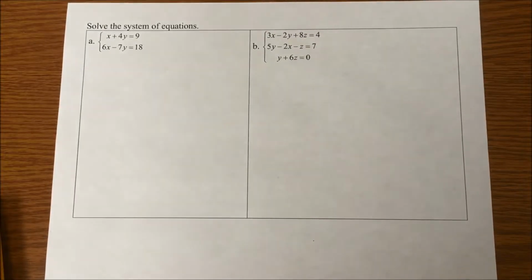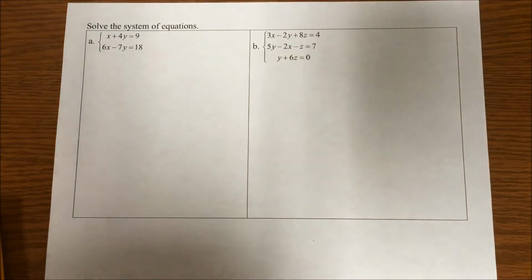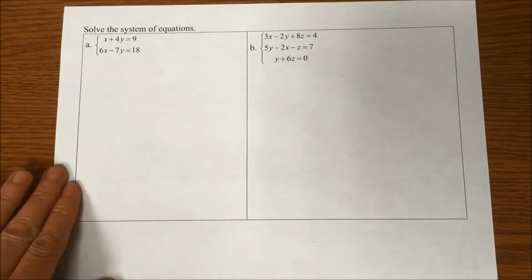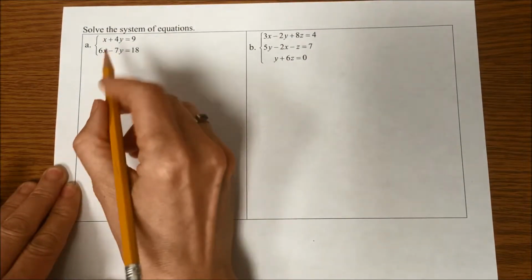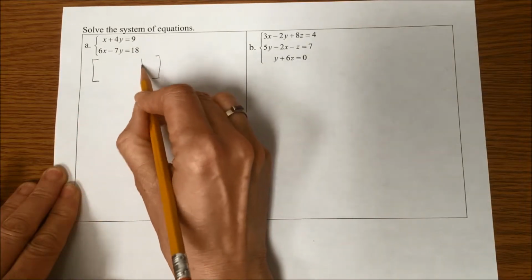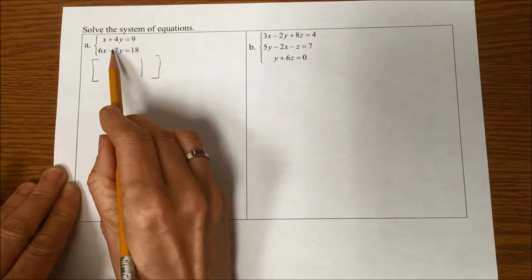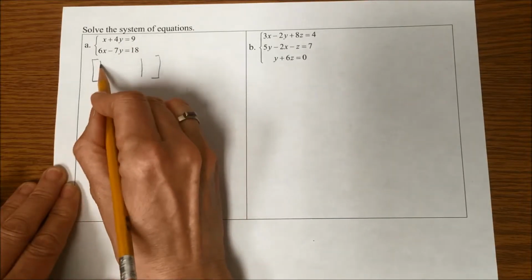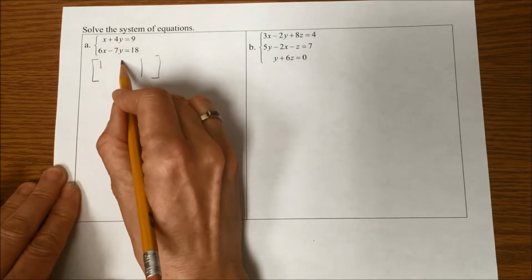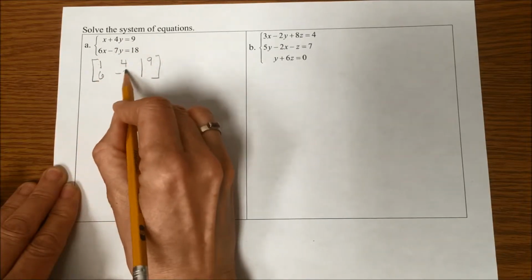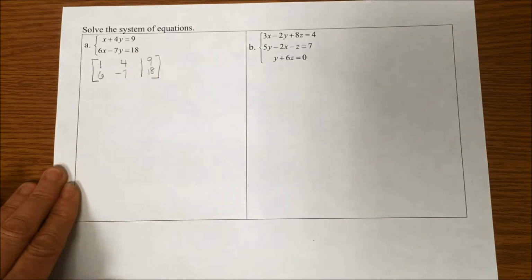We're asked to solve the system of equations, and what we want to do is use the tools on the calculator for our matrix to do this. So the first step is to rewrite the system as the corresponding augmented matrix. Now these are the same problems that were done in the previous problem. So remember, take the coefficients. This is 1, 4, 9, and then 6, -7, 18.